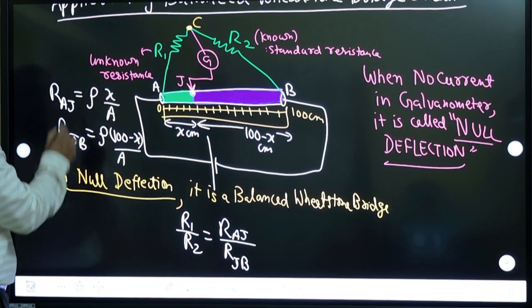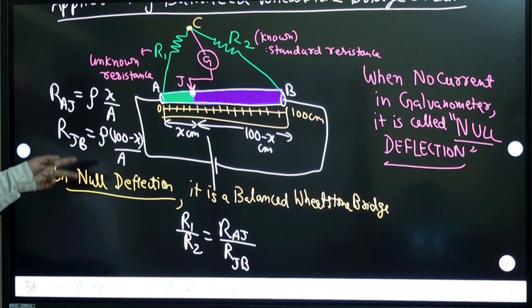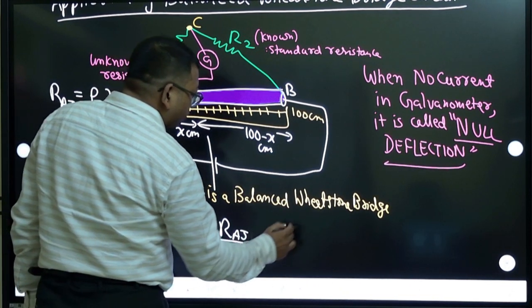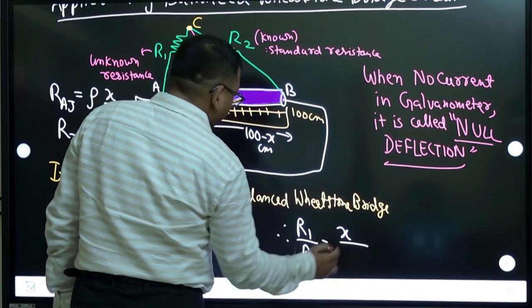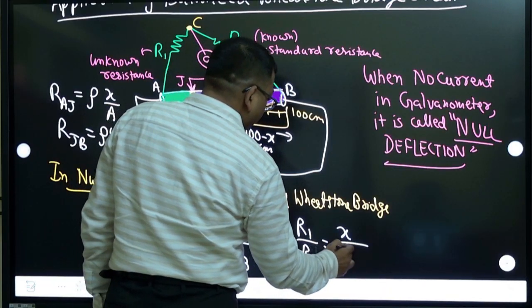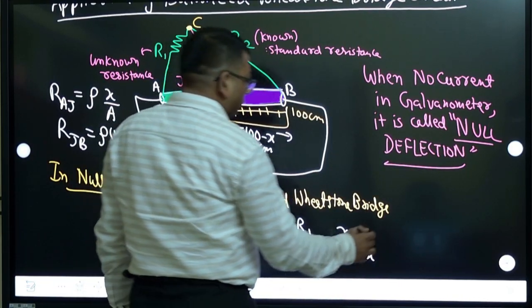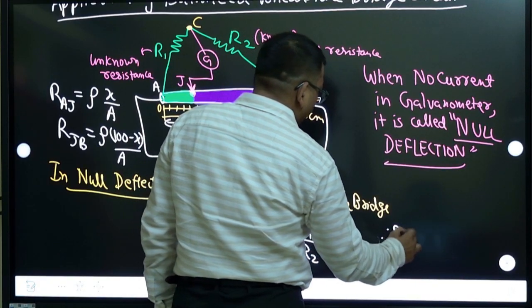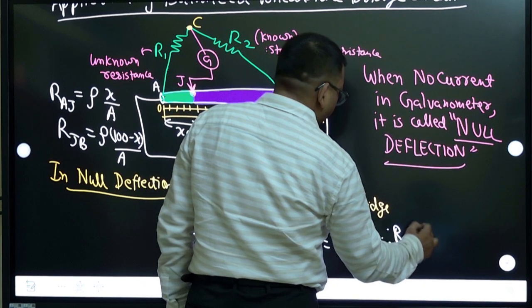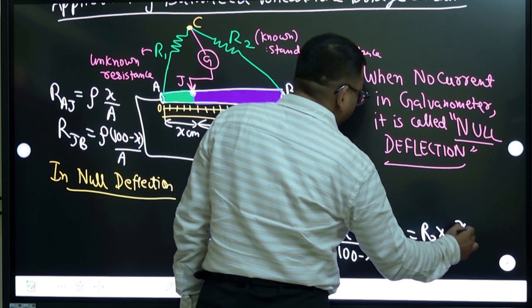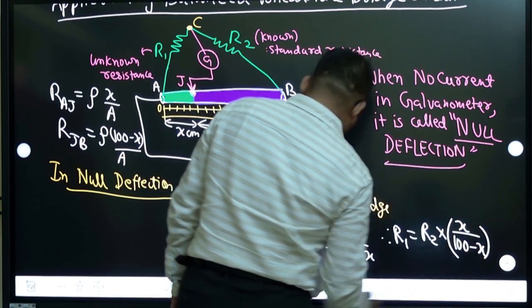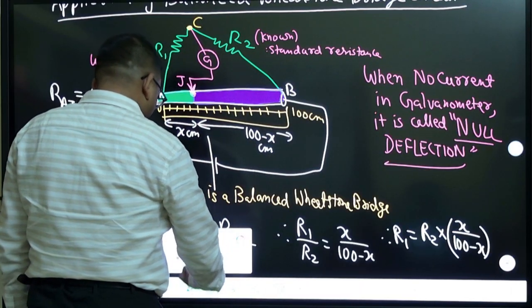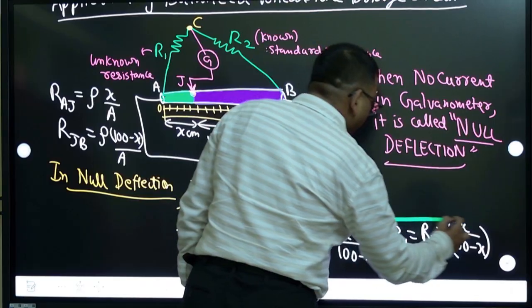Now this resistance you have already calculated, and you can take its ratio. This will come as x by 100 minus x. So the ratio of resistances R1 by R2 is equal to x by 100 minus x. You wanted to calculate R1, so R1 becomes R2 into x by 100 minus x. This is how we calculate the unknown resistance.